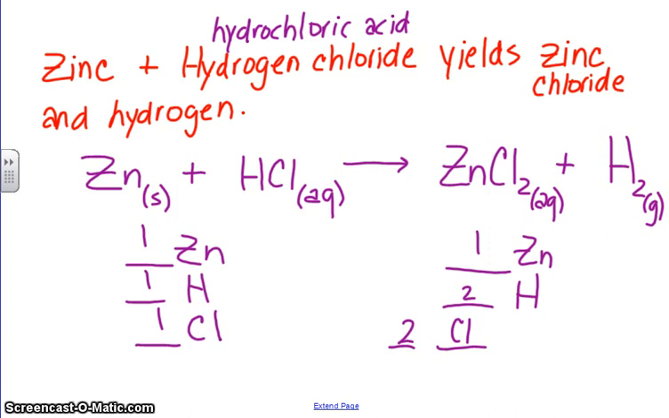Fix it. What coefficient could we add? A 2 on the left, in front of what? The HCl. Now how many hydrogens do we have? 2. And chlorines? 2. And are we good? Okay, good. Get the idea? Those are the steps you go through. This one was a lot easier than some of them may be. Some of them may take some practice, and you probably won't get all of these on your first try.